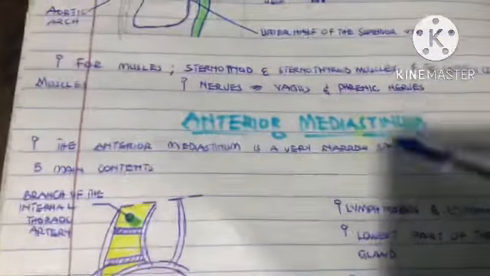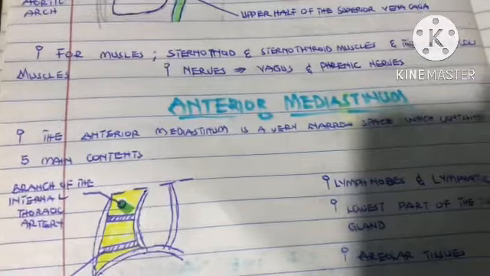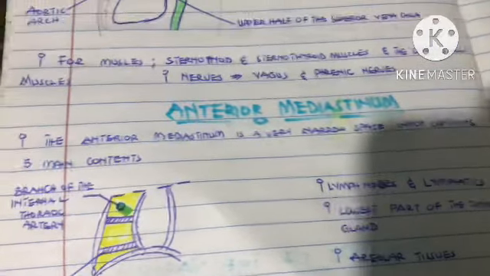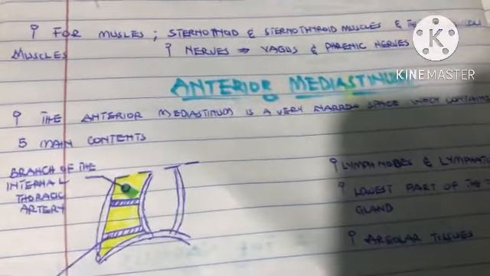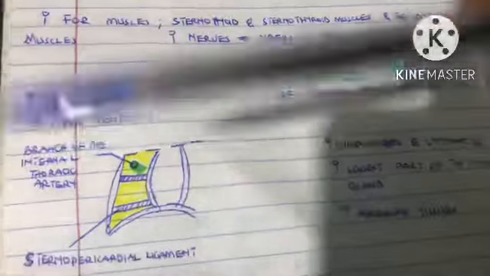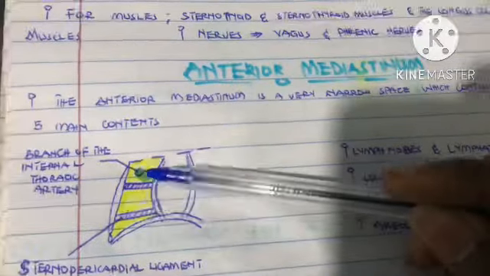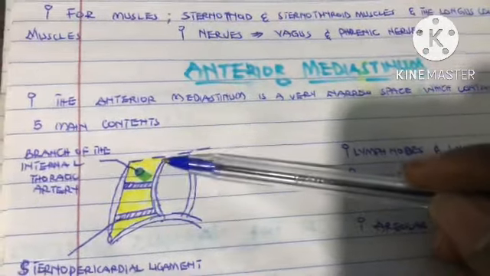Now let's look at the anterior mediastinum. The anterior mediastinum is a very narrow space which contains 5 main components. As I said earlier, this whole part is the anterior mediastinum. This is the pericardium.